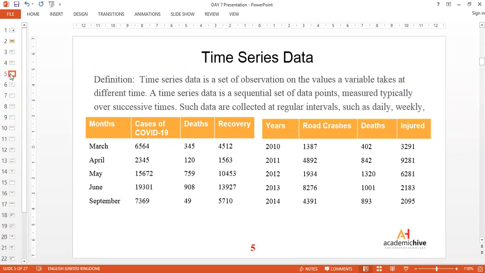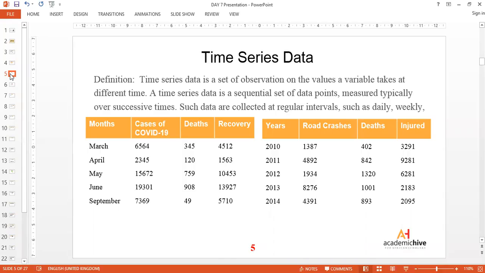We have the time series data. The time series data is a set of observations on the values a variable takes at different times. So time series data is a sequential set of data points measured typically over successive time, okay? So just to put it straight, you saw what cross-sectional data looks like. So when you have cross-sectional data that has been taken over successive times, okay?